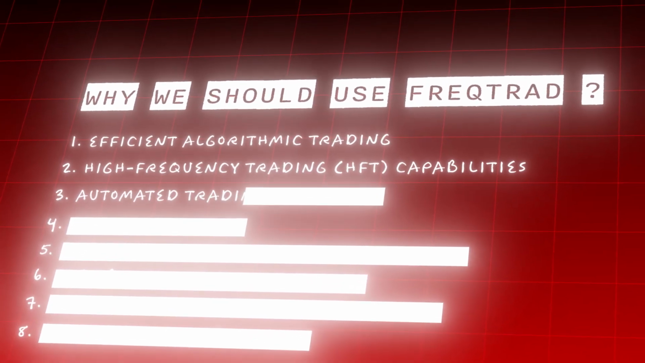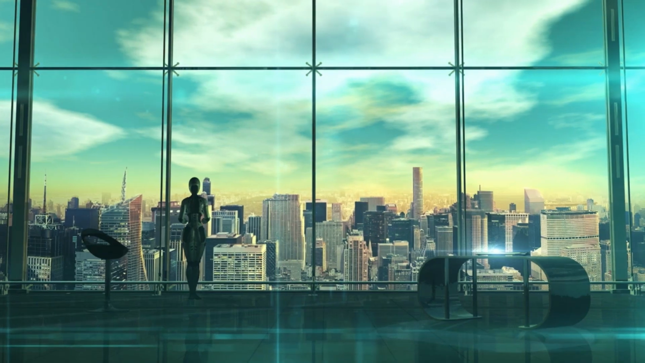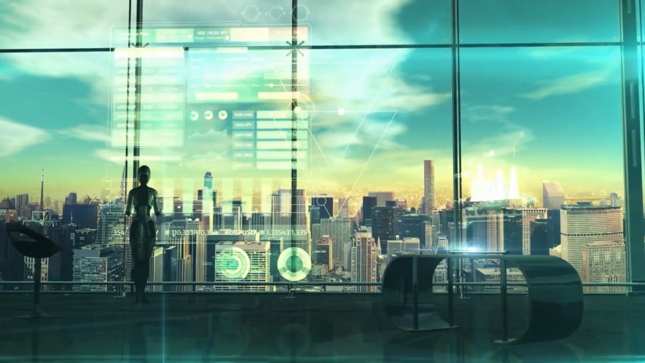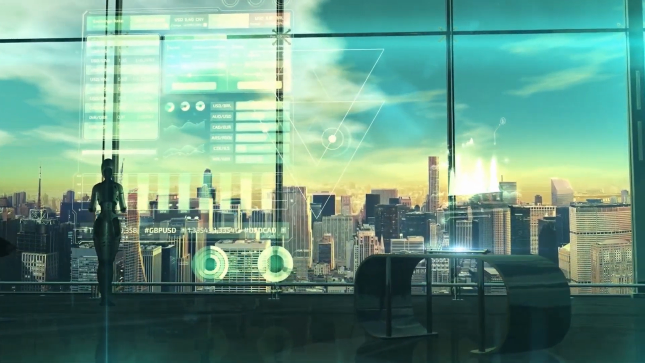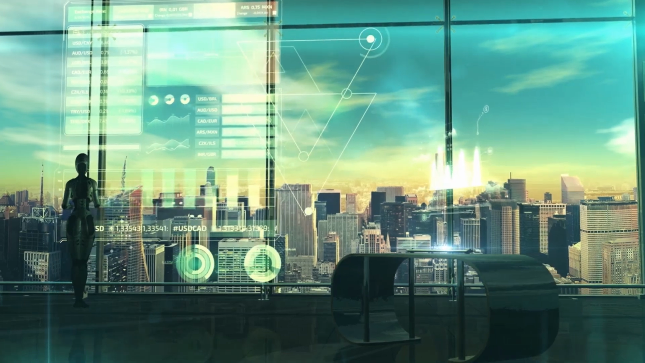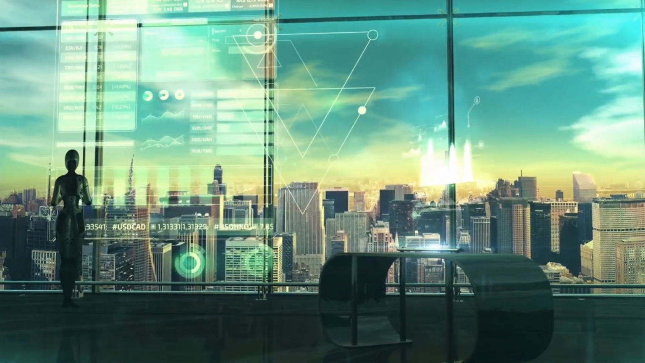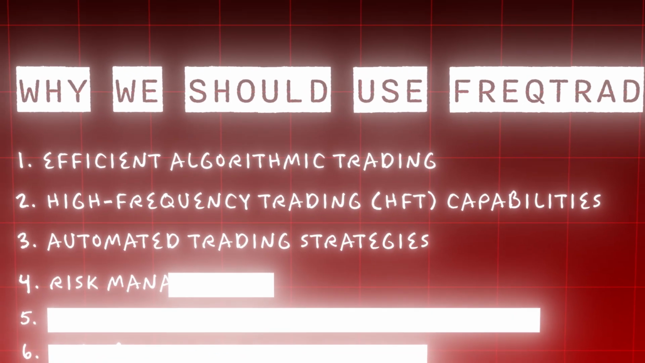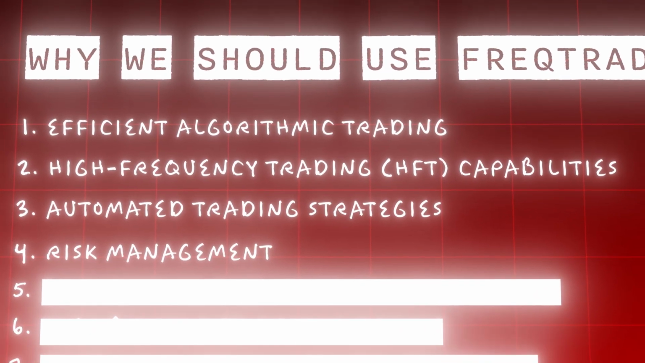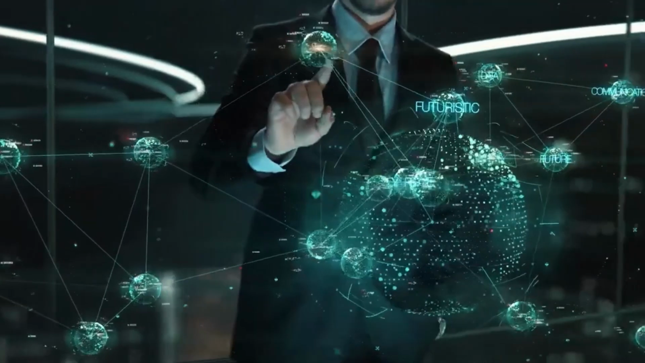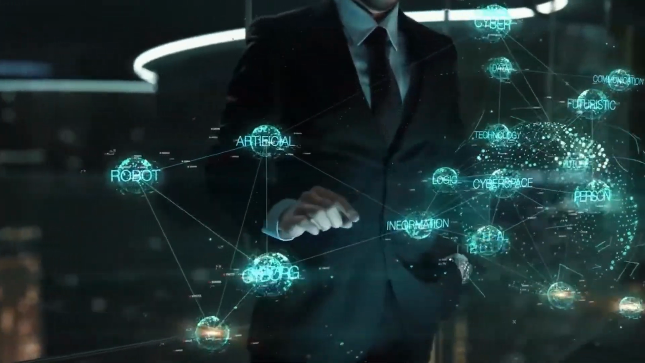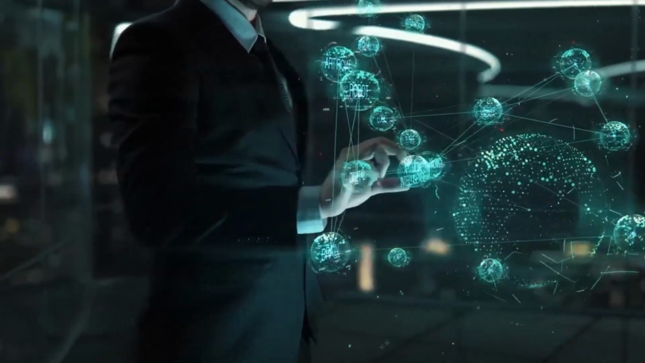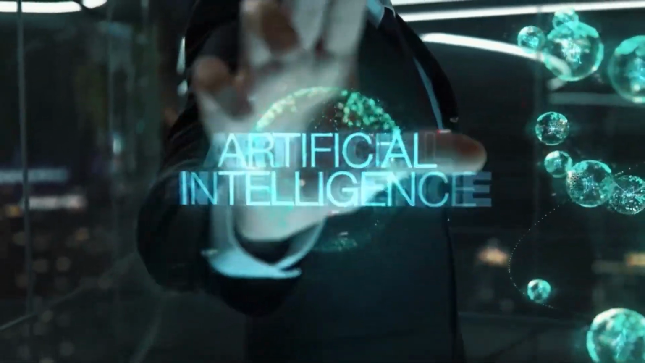Third, automated trading strategies. It is very essential for traders who seek automation in executing their strategies. So Freqtrade allows users to automate trading decisions, reducing manual intervention and optimizing efficiency. Fourth, it is very, very important, risk management, because it includes robust risk management features, aiding traders in mitigating potential risk associated with algorithmic trading and ensuring a more secure trading environment.